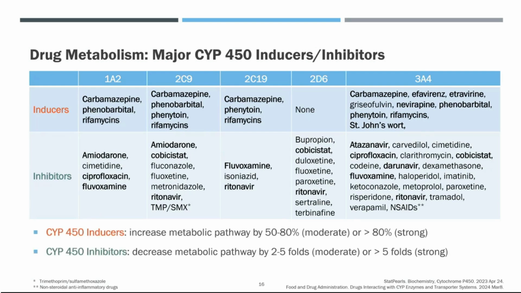So the CYP450 inducers will increase the metabolic pathway by 50 to 80% for the ones considered moderate inducers, versus the strong inducers will increase the metabolic pathway by more than 80%. On the other hand, inhibitors will decrease the metabolic pathway by 2 to 5 fold if they're moderate inhibitors, versus strong inhibitors will cause reduced metabolism by more than 5 fold.